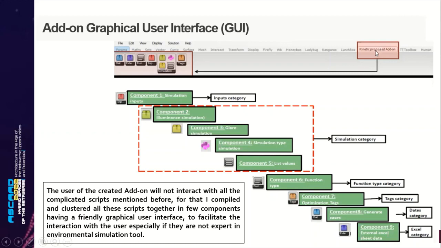So this is the Kinetic Proposed Add-on. It's composed of different components. Each component is explained here. It's for certain targets.